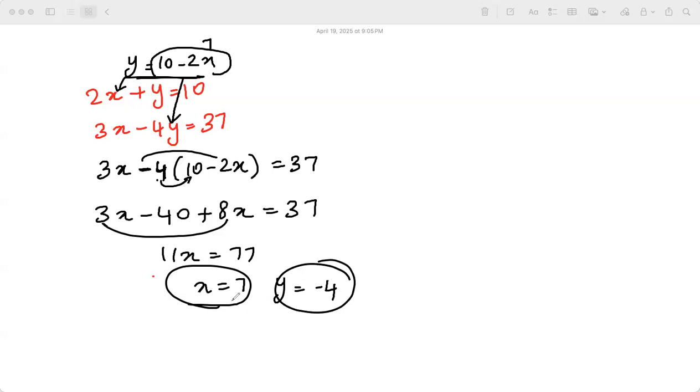Make sense? Yeah, I accidentally changed that entire problem. Yeah, I know.